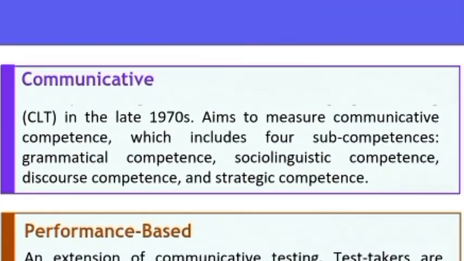The fourth is the communicative testing approach, developed alongside communicative language teaching or CLT in the late 1970s, aimed to measure communicative competence, which includes 4 subcompetences. First is grammatical competence, sociolinguistic competence, discourse competence, and strategic competence.